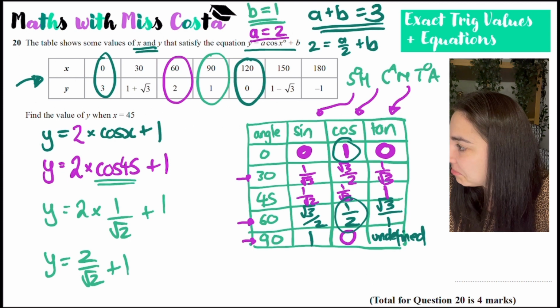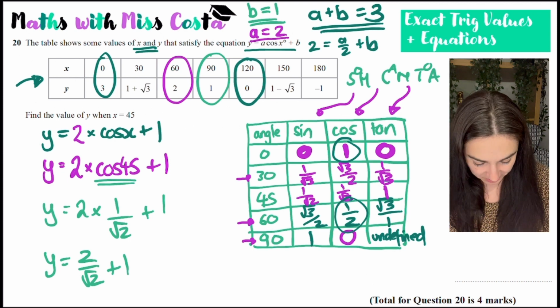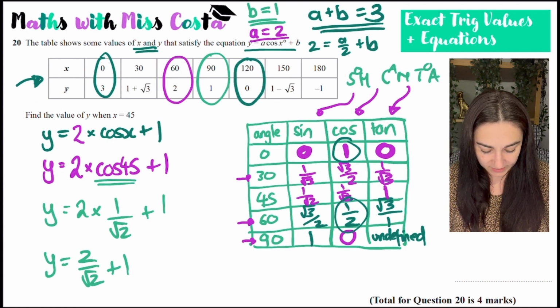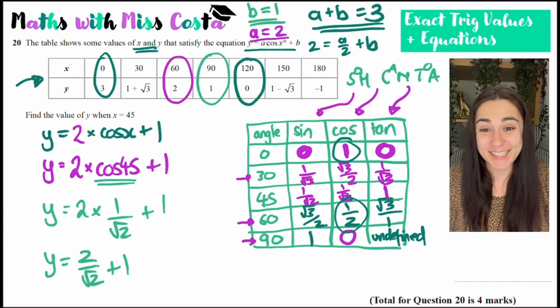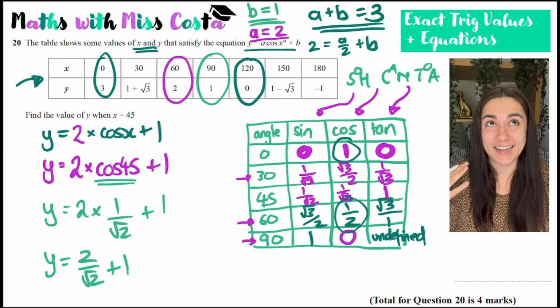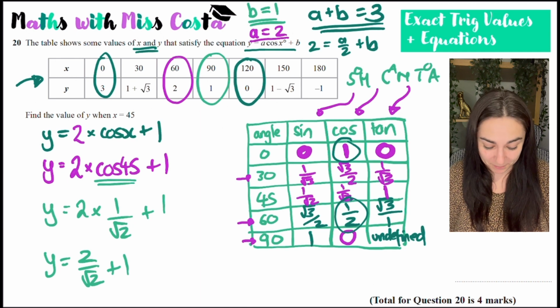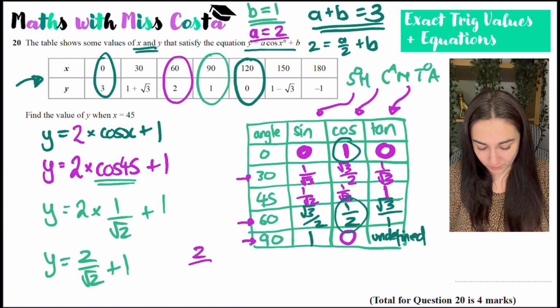And I don't think we're asked to simplify it, but because you have an irrational number on the denominator, you're probably going to want to simplify it. So let's just have a look at what would happen.